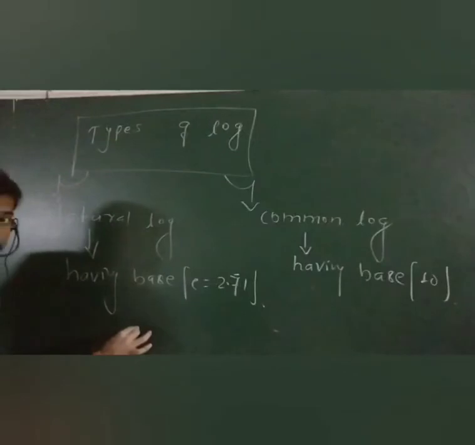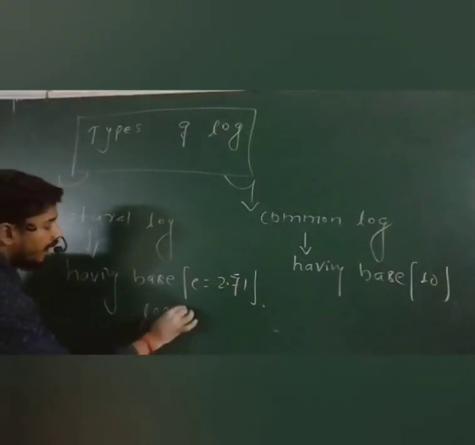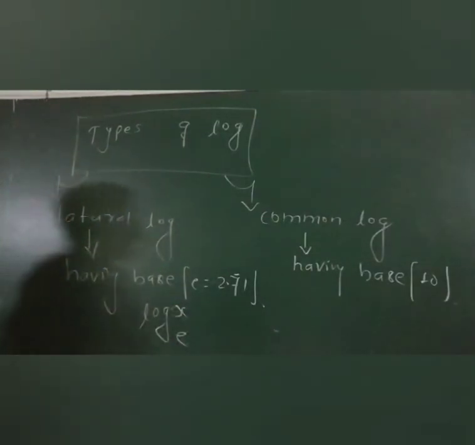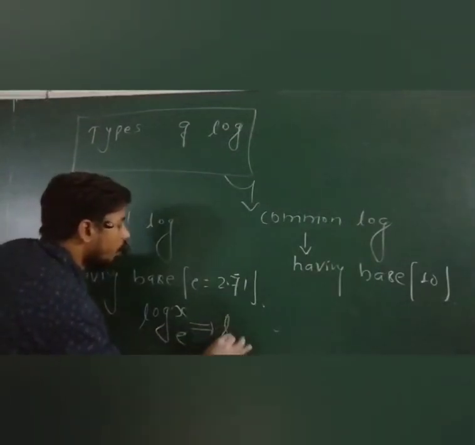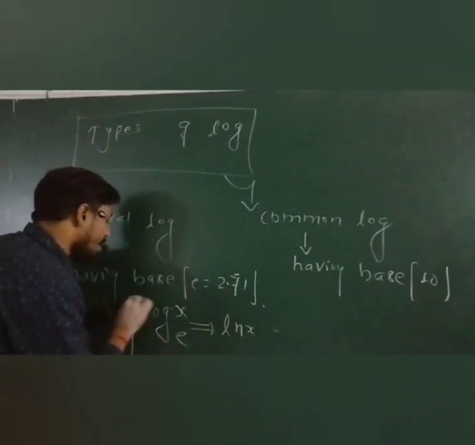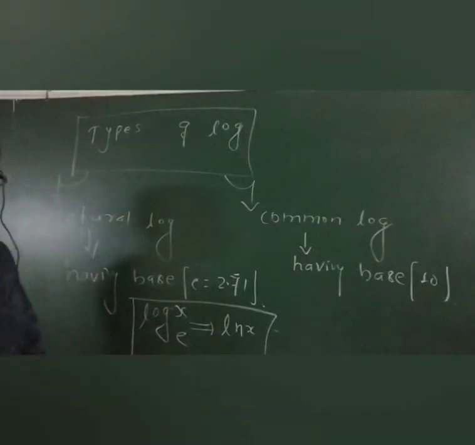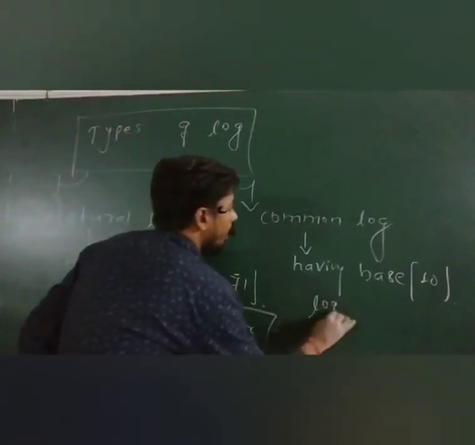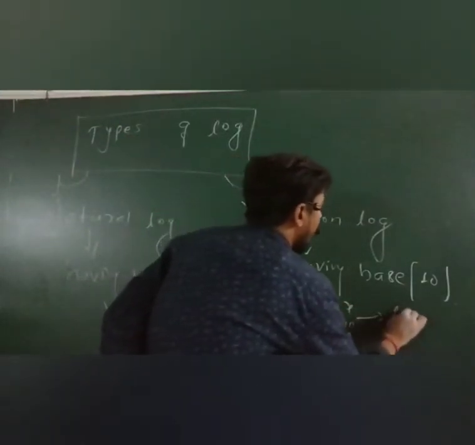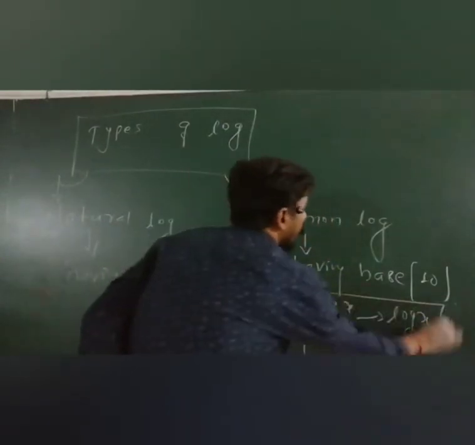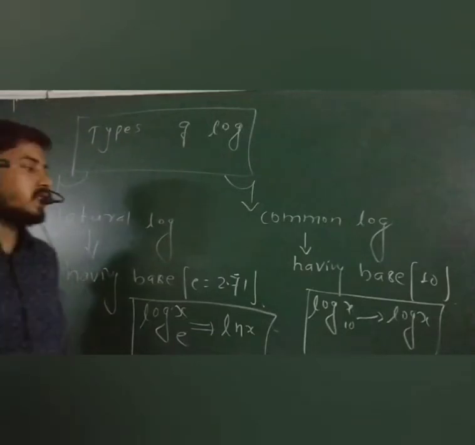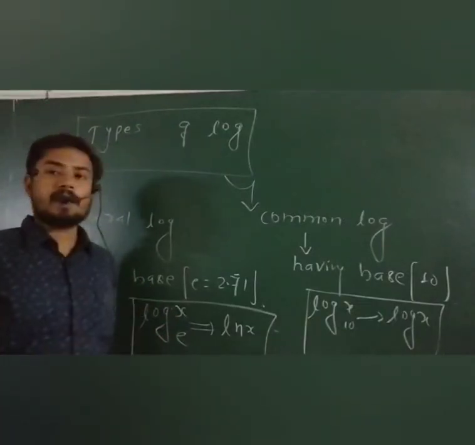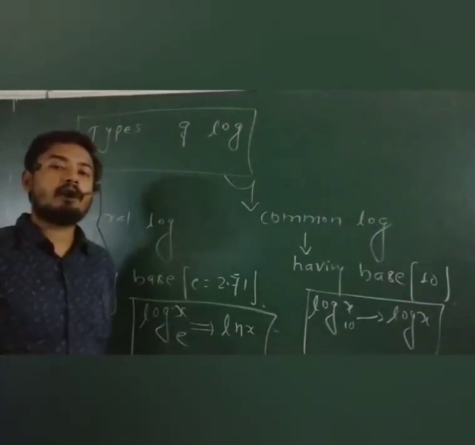Natural log we can write as log x with base e. Or simply we can write it as ln of x. So whenever you write ln of x, it means you are discussing natural log. Now the common log, like log x with base 10, you can simply write as log x. Whenever you write only log x, people will understand you are discussing common log. When you write ln of x, people will understand you are talking about natural log.